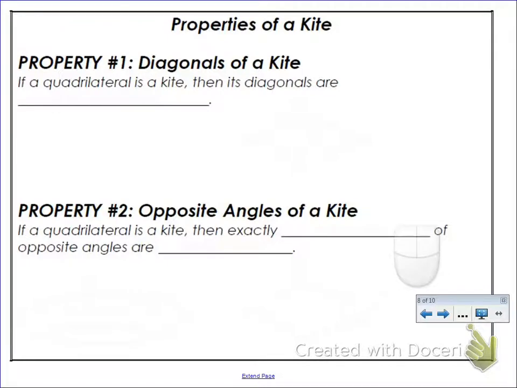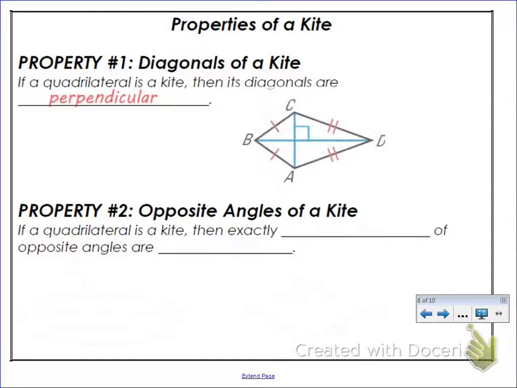Now we've got two quick properties of a kite. First property has to do with the diagonals of a kite. If a quadrilateral is a kite, then its diagonals are going to be perpendicular. So in this diagram right here, AC would be one diagonal, BD would be the other diagonal, and they would intersect to form a right angle in the middle there. So diagonals of a kite are perpendicular to each other.